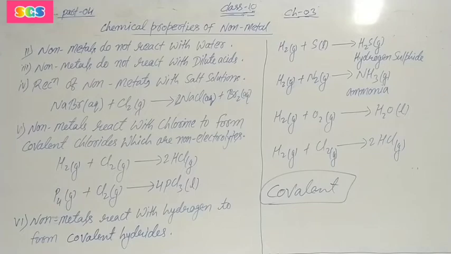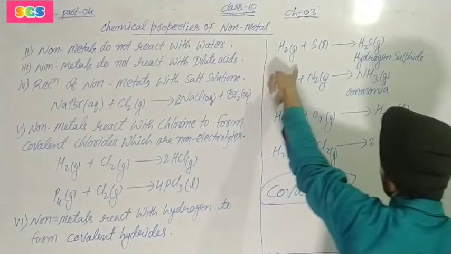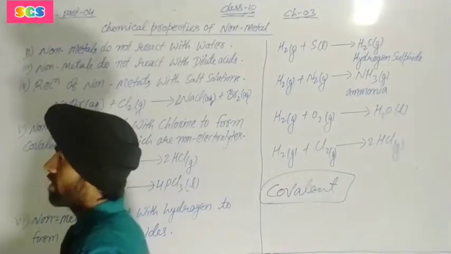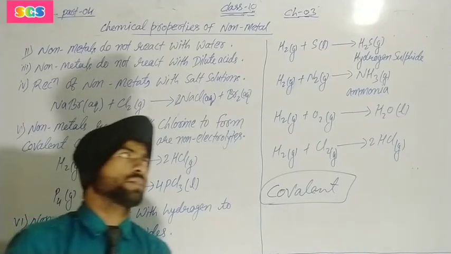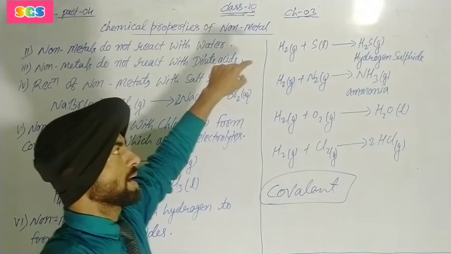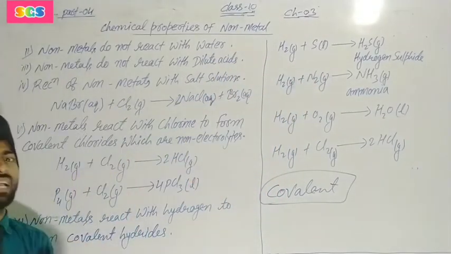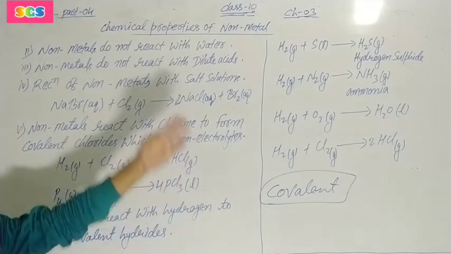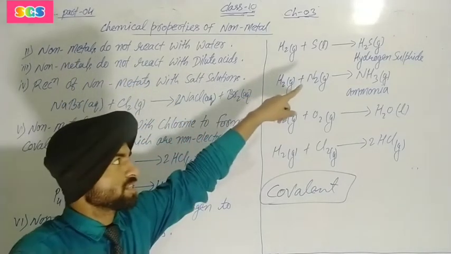When hydrogen combines with sulfur, sulfur is a nonmetal, you better know. Sulfur is just combining with hydrogen. When hydrogen combines with sulfur, it will form hydrogen sulfide, and that hydrogen sulfide is covalent in nature. Covalent in nature means what? They are just sharing electrons to form that compound. So we can say that it is a covalent hydride, as there is the presence of what?